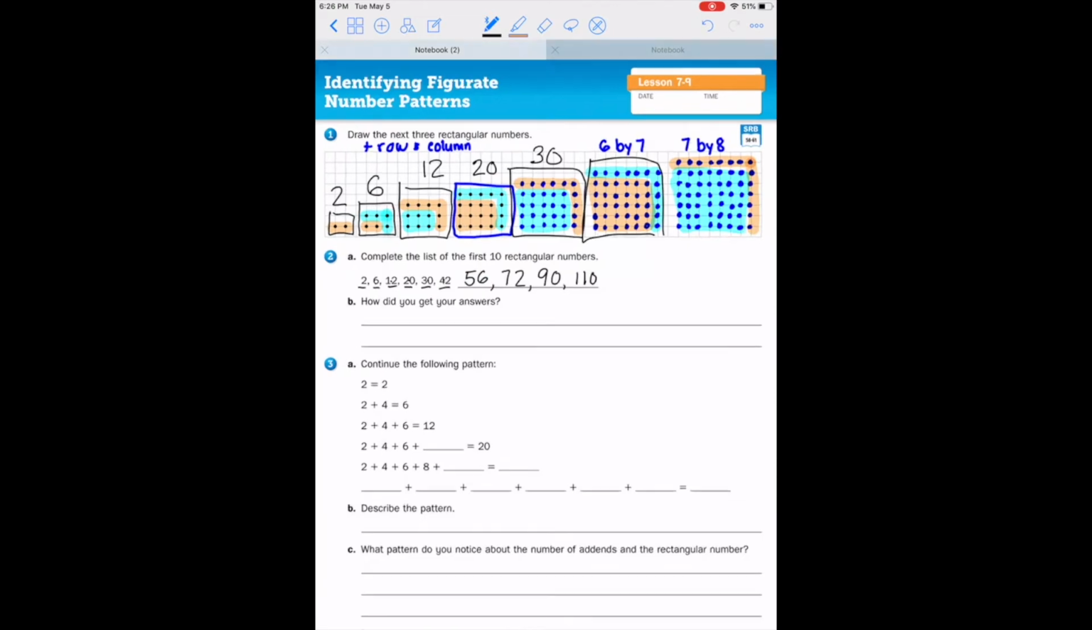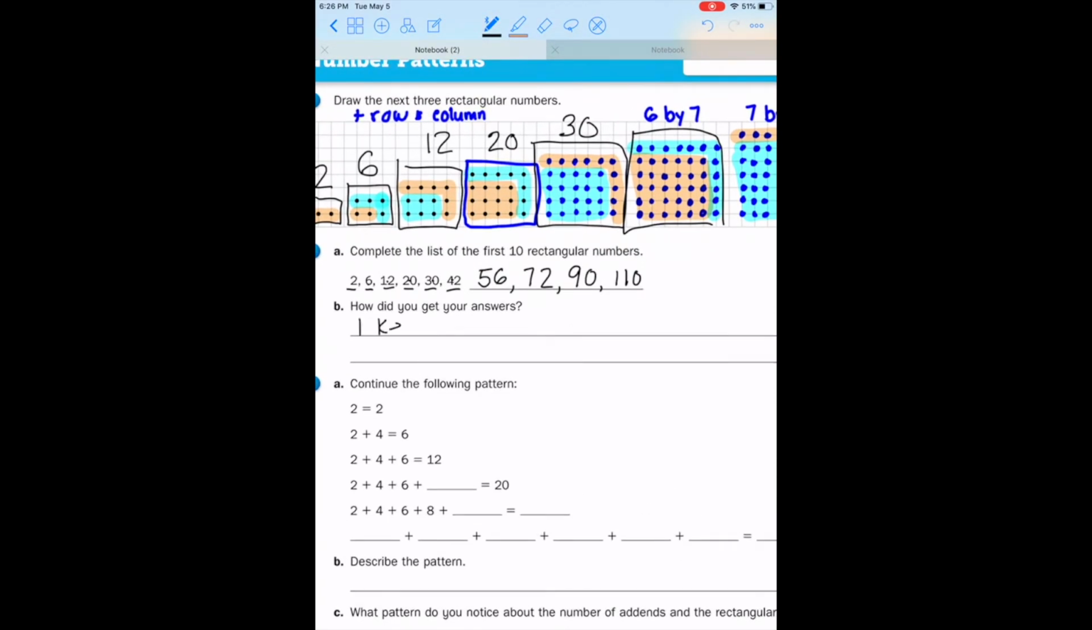Okay, how did we get our answer? Well, I kept multiplying the next 2 counting numbers. And then I'll give you an example. I knew 42 equals 6 times 7, which shows this array here.